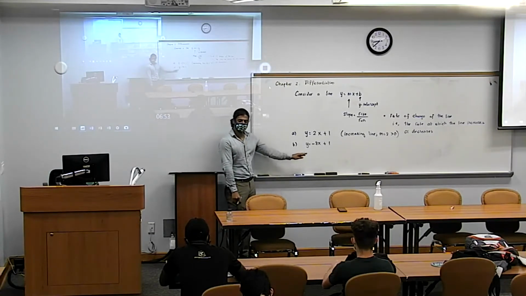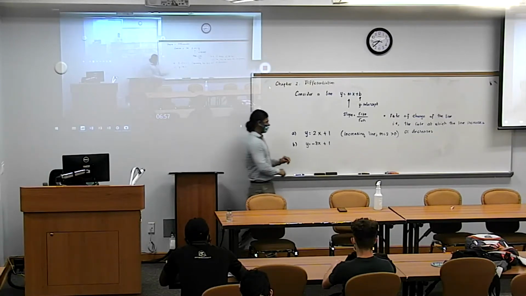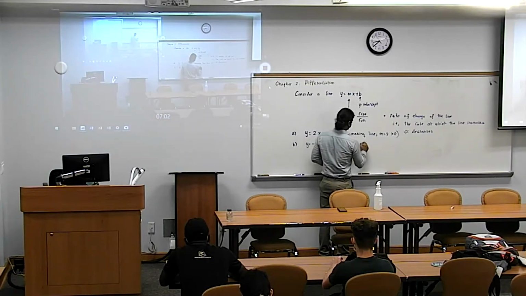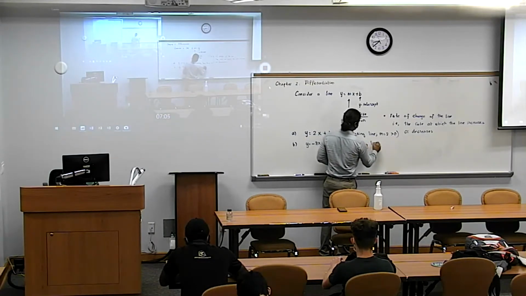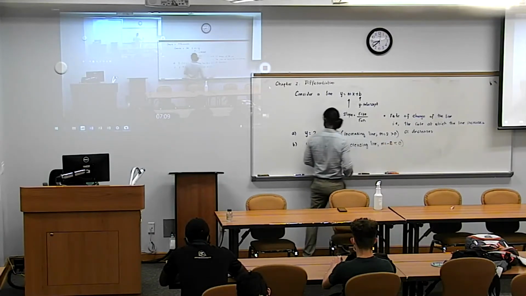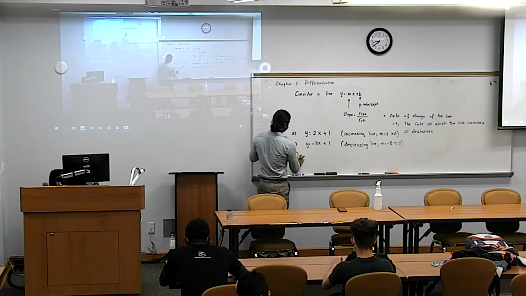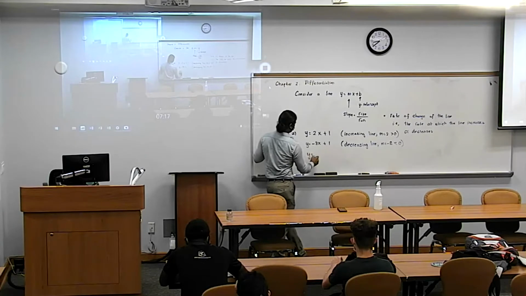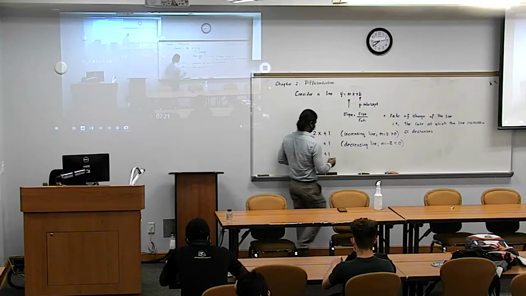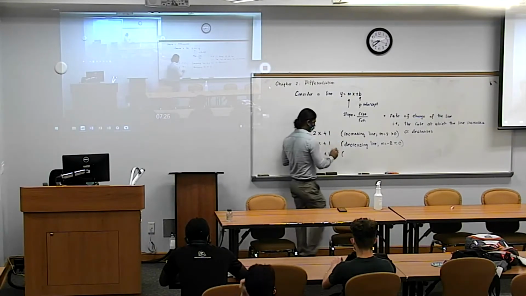Is that line increasing or decreasing? Decreasing. Obviously, we know that one is an increasing line. M is positive.